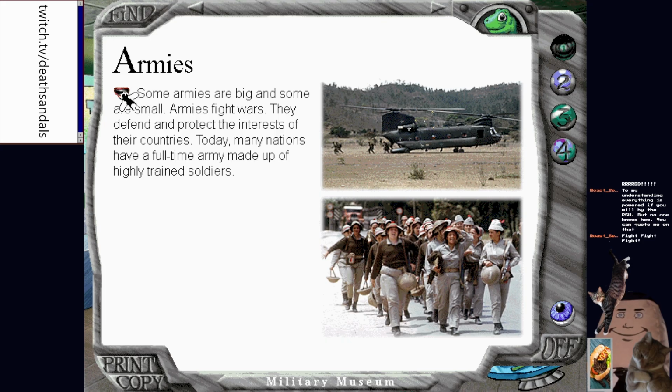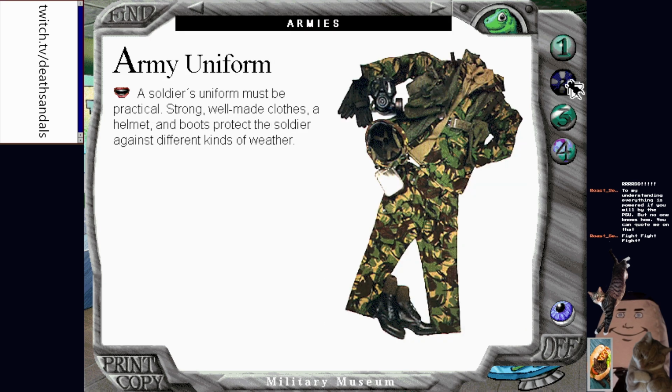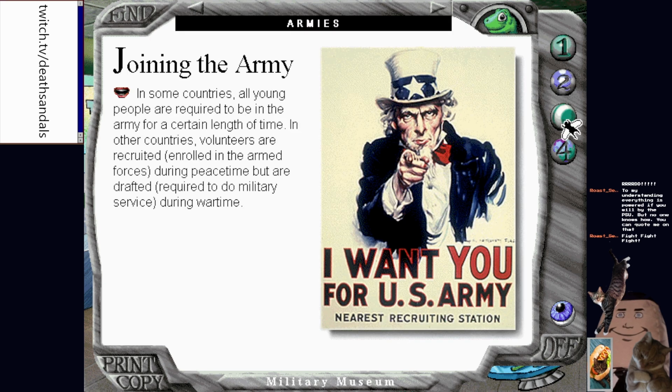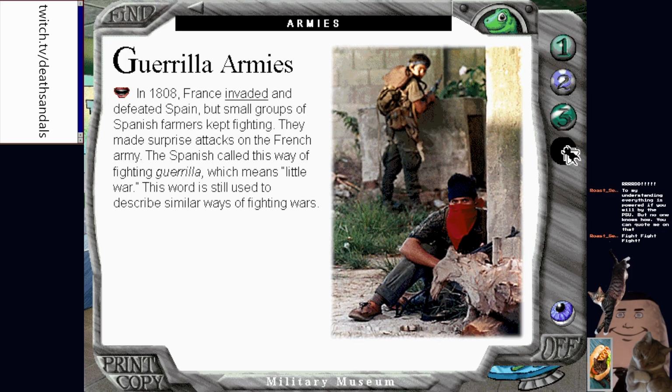"Some armies are big and some are small. Armies fight wars. They defend and protect the interests of their country." These soldiers do not look like they're very fit and healthy, do they? Okay. "Any army has uniforms. Soldiers joining the army... In some countries, young people are made to join. Guerrilla armies. In 1808, France invaded and defeated..." Yeah, they're trying to explain it to the kids without having to go into the full-blown politics of most conflicts.